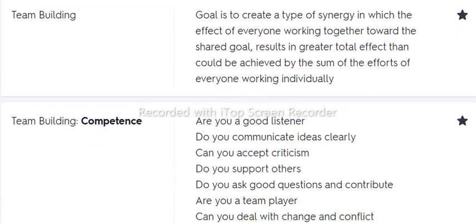Team building. The goal is to create a type of synergy in which the effect of everyone working together toward the shared goal results in greater total effect than could be achieved by the sum of the efforts of everyone working individually.